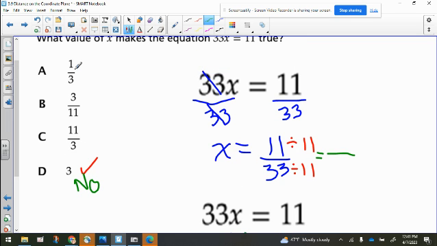So you can use that same strategy with the others if you're confused. But I think you're going to be a lot better off if you just quite simply simplify the 11/33.